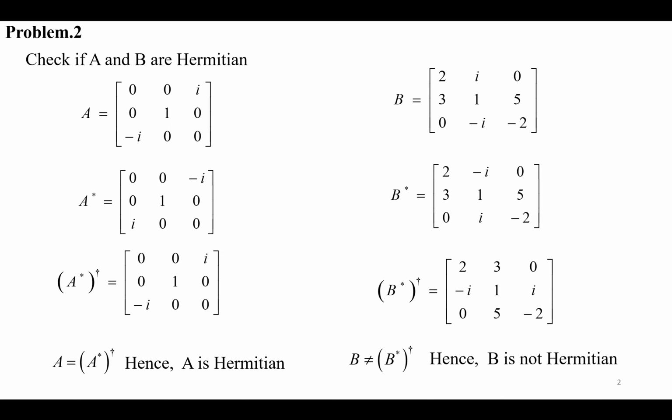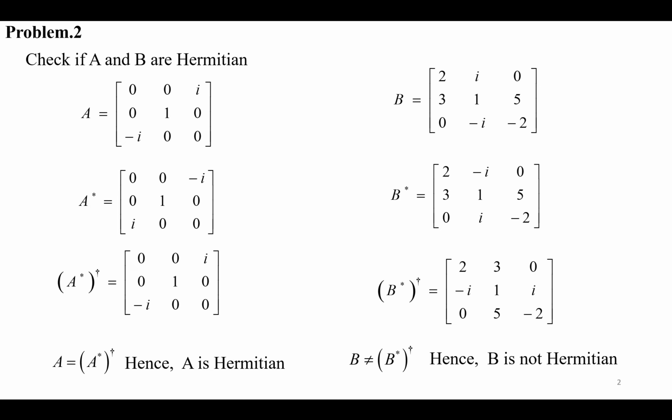Check if A and B are Hermitian operators. So A matrix is given, B matrix is given. We are going to check whether A and B are Hermitian matrices or not. So A matrix is 0, 0, i row-wise, so 0, 1, 0, minus i, 0, 0.